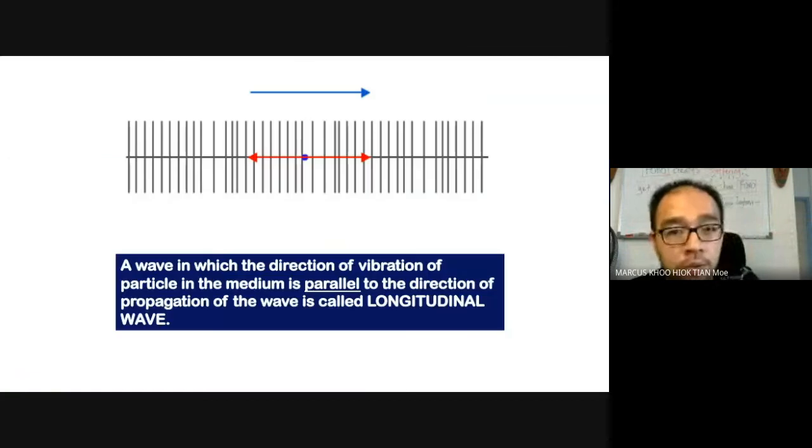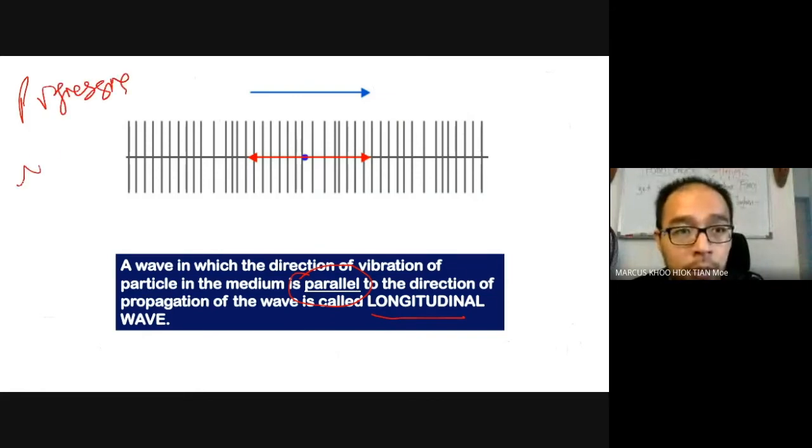A wave in which the direction of vibration of a particle in the medium is parallel to the direction of propagation of the wave is called a longitudinal wave. This is the first type of wave under progressive waves. The biggest thing about the longitudinal wave is that the vibration of the particle is in the same direction, parallel to the direction of the propagation.